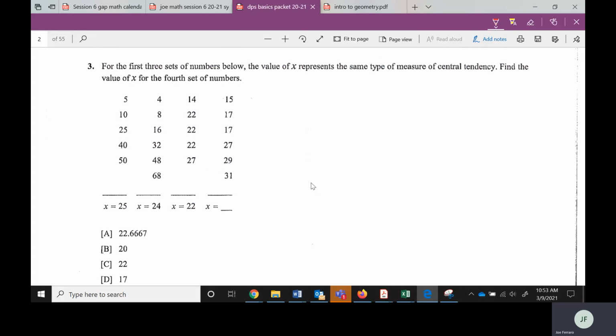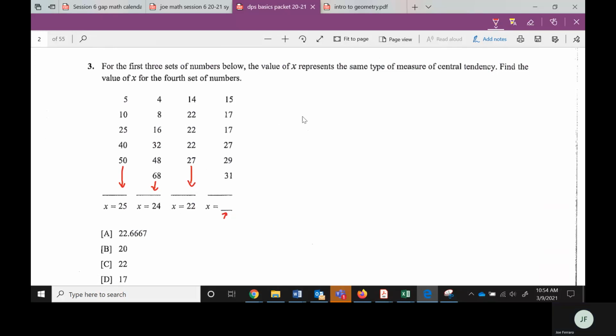Problem number 3. This one can be tricky, but it shouldn't be hard. Understanding what it's asking is the tricky part. It says for the first 3 sets of numbers below, the value of x represents the same type of measure of central tendency. Find the value of x for the 4th set of numbers. So we got these numbers here, and somehow they figured out x is 25. For this group, it's 24. For this group, it's 22, and we want to find this one.